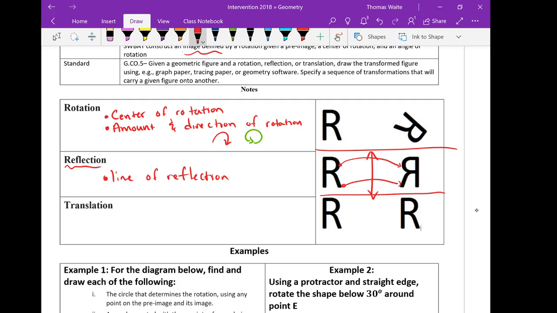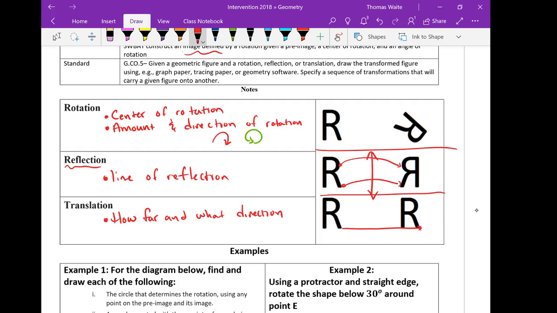And the last one is just the translation. For this, we really only need to know how far and what direction. Maybe we could think of this as, in the case of this R, maybe it moved, I don't know, a couple inches to the right. It also could have moved up though, so we have to say how far and in what direction.